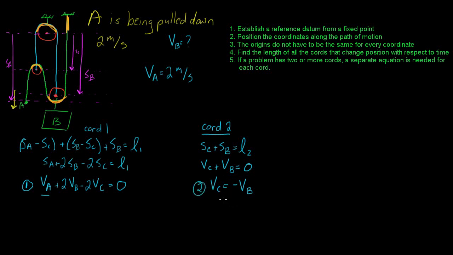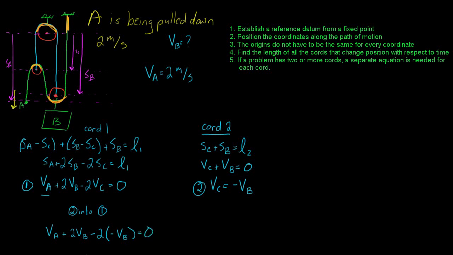So what can we do? Well, we have an expression for VC, so we can plug equation 2 into equation 1. And we get VA plus 2VB minus 2 times VC, and we're going to substitute our expression for VC, so VC is equal to minus VB, and this is equal to 0.